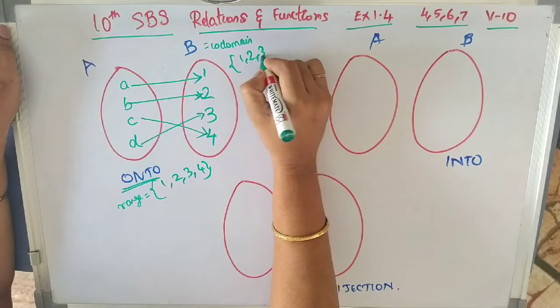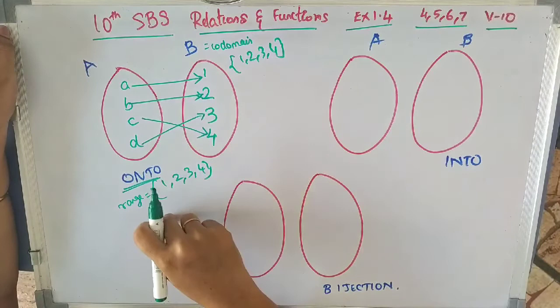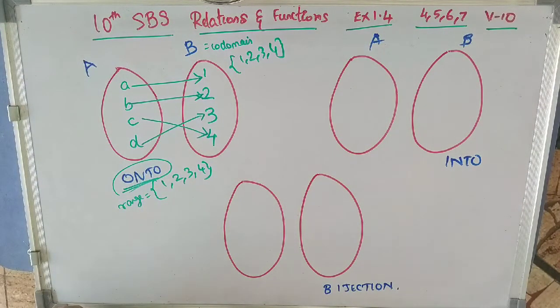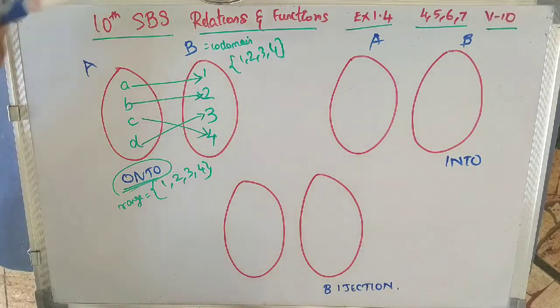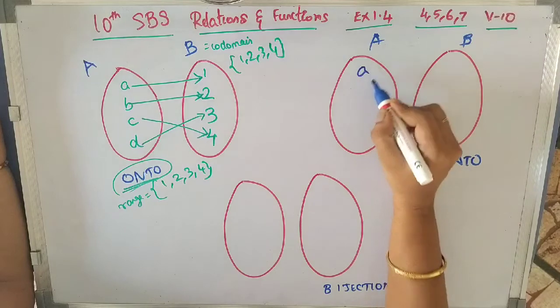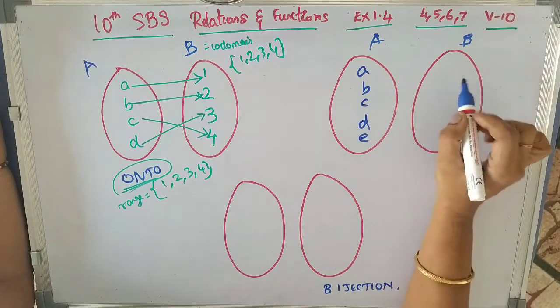Here the codomain is 1, 2, 3, 4 and the range is 1, 2, 3, 4 because 1, 2, 3, 4 are all the images of the elements in the domain A, B, C, D. So here the codomain and range are exactly equal and this function is an onto function. Now when I am explaining into function, you will get this clear.